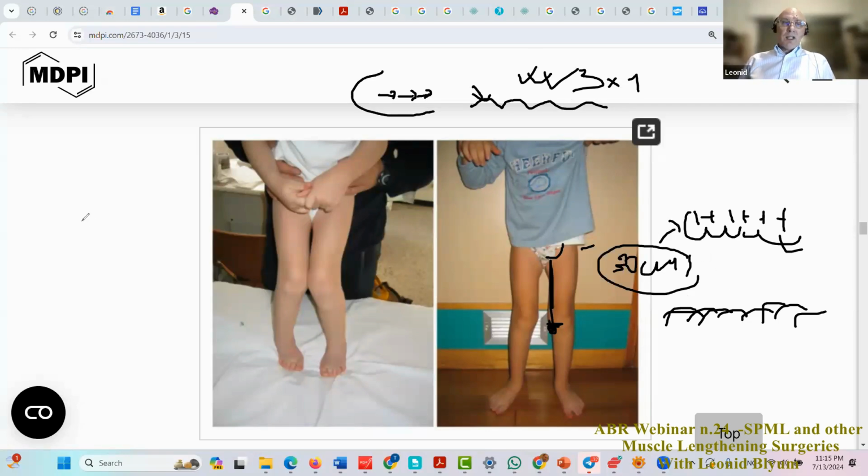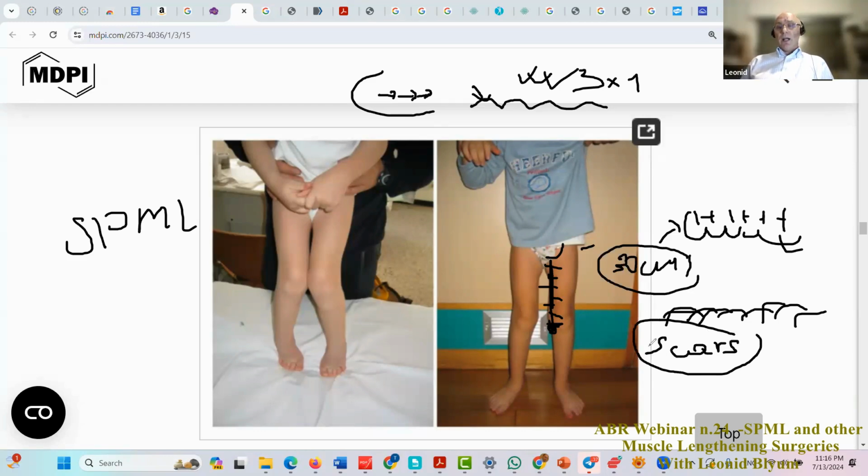Now, SPML divides the muscles into 1 centimeter chunks, but does it by scars. Now, again, is this ecological? I don't think so, right? But it's a fast way of dividing the muscle, and this is where you can get lucky if the scars go the good way.